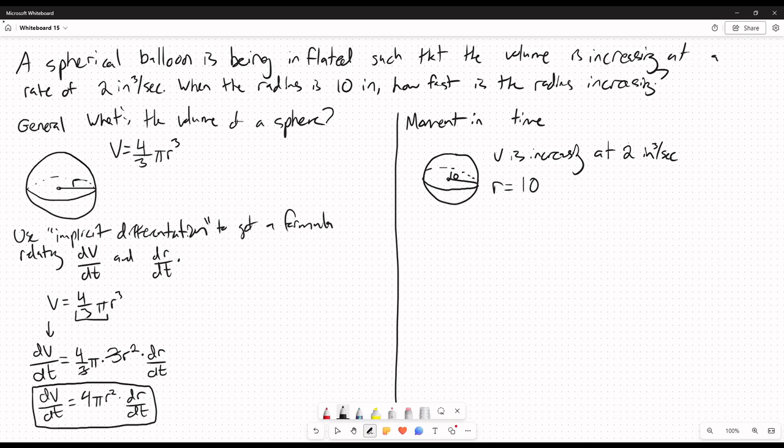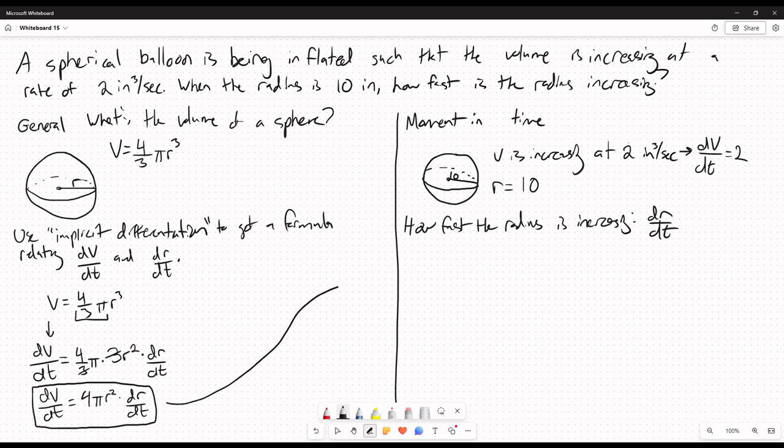So v is increasing at 2 inches cubed per second. That means that the rate of change of v is going to be 2. We already have r. And what are we trying to find? We want to find how fast the radius is increasing. That's just going to be dr dt. So we can take our equation and plug in the values that we know. We know that dv dt equals 2.